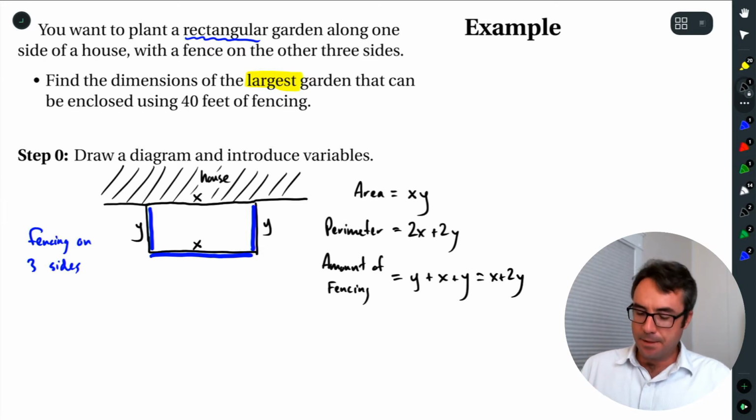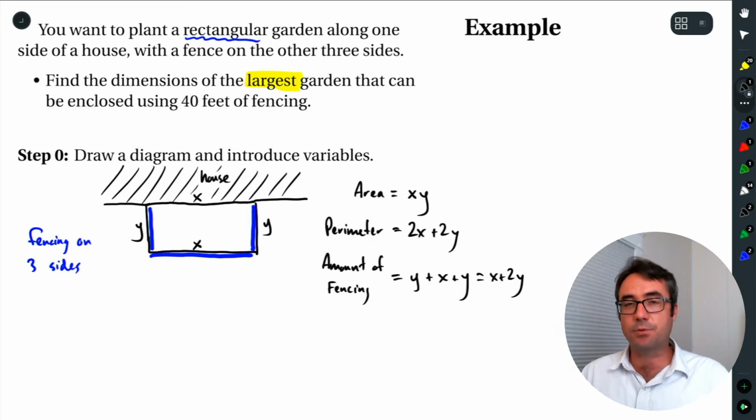All right, so for a rectangle, there's the area, there's the perimeter, and then for this problem, what we're actually interested in is how much fencing are we going to need. So it's not quite the perimeter, but it's similar.